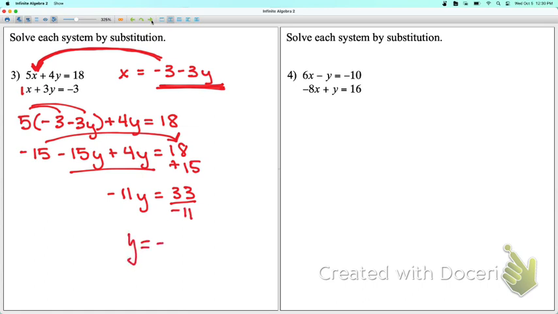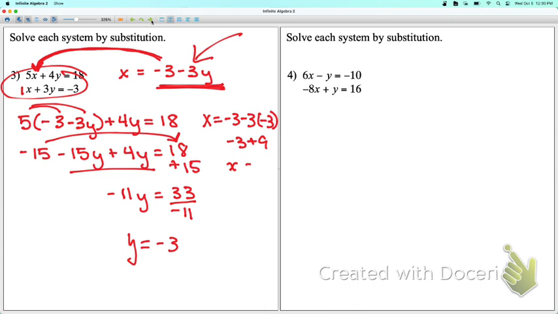How about y equals negative 3? Okay, so now I have y. I substitute it back in, but I don't do it in one of the original equations, I do it right there. So I have x equals negative 3 minus 3 times negative 3. Well, so negative 3 plus 9.